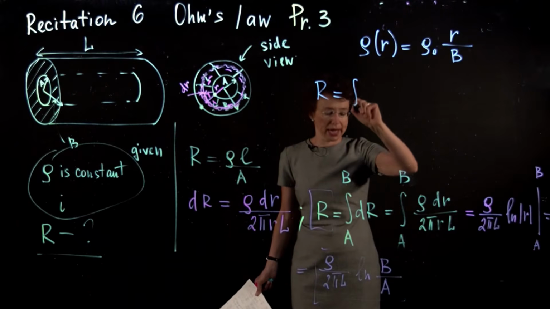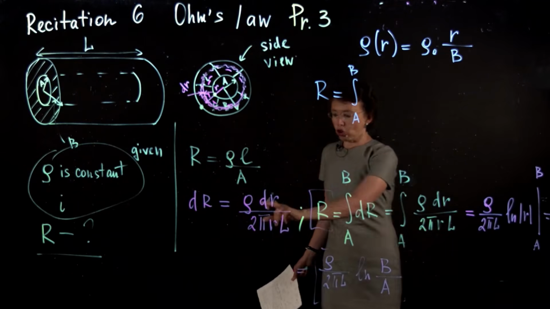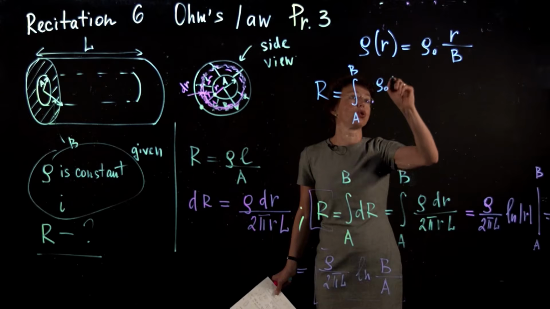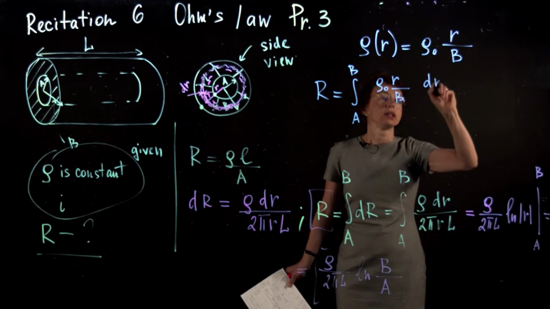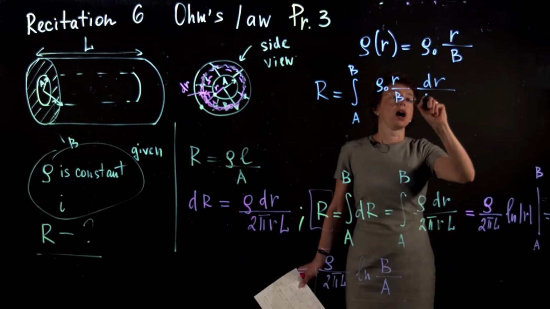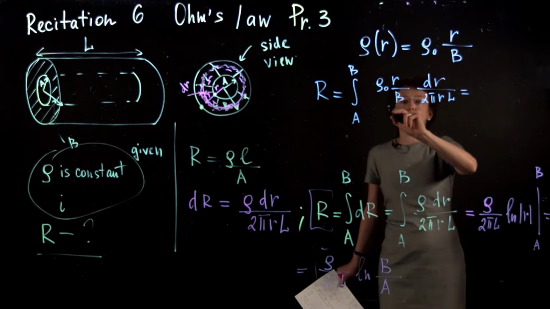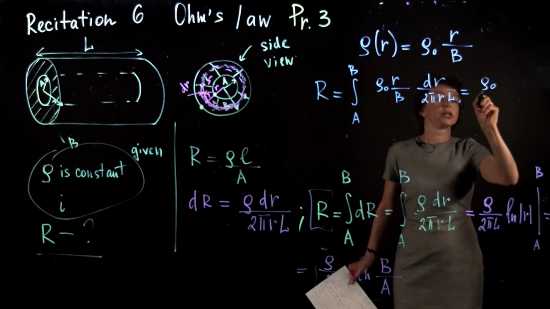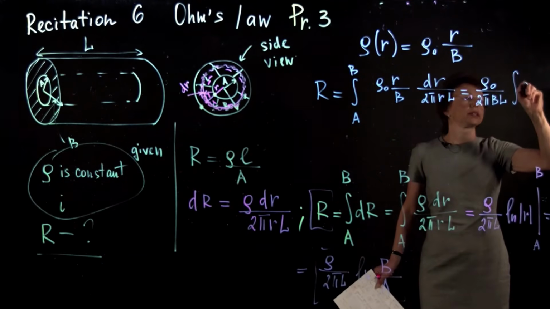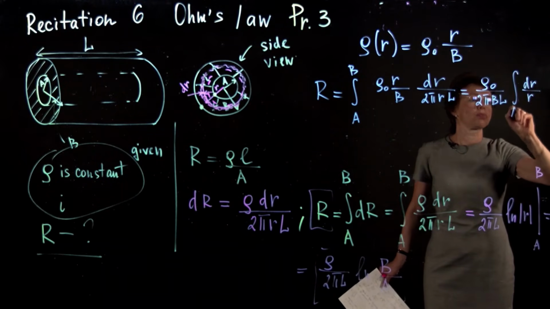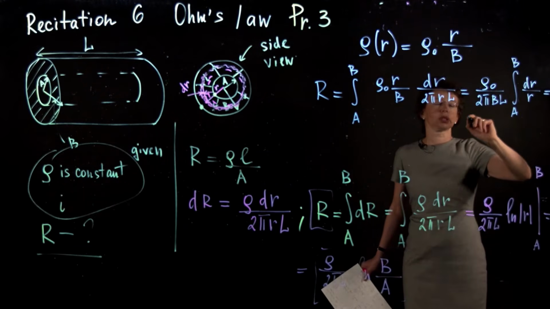So R will be again the integral from a to b of dR, and dR will be rho, that in this case is rho naught r over b. This is rho, then dr divided by 2 pi rL. This is equal to rho naught over 2 pi bL, and then the integral of dr over r from a to b. And I lost this r, which is not a good idea.